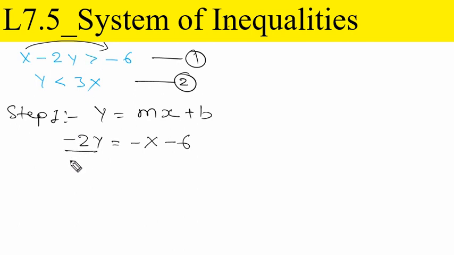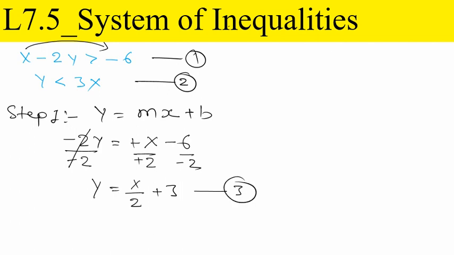Now divide by minus 2 on both sides. Negative negative is positive, so y equals one half x plus 6 divided by 2, which gives you 3. Let's say this is your equation number 3, and from equation 2 you can write y equals 3x. So you have these two equations here, and you need to graph them.